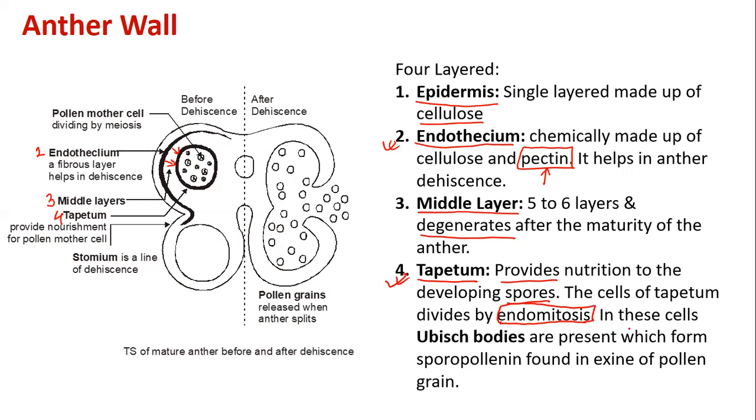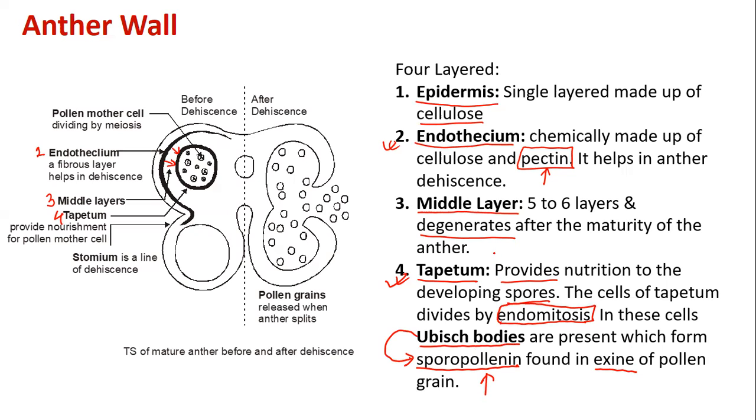Another more interesting thing is that they have Ubisch bodies. These Ubisch bodies are responsible for the formation of sporopollenin. Sporopollenin is a chemical found in the exine of the pollen grain. You know, the pollen grain has an exine and an intine. The exine is made up of sporopollenin, which is very, very tough. This sporopollenin is formed by the Ubisch bodies, which are present in the tapetum.